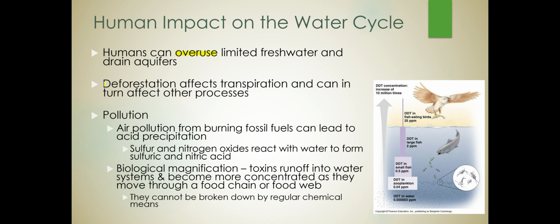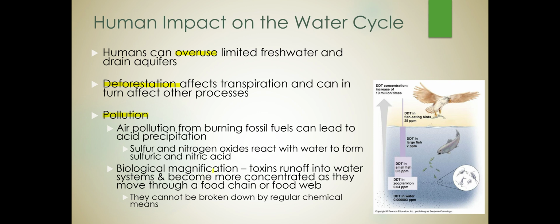Another thing we can do is we can cut down too many trees. Because transpiration is such a big part of the water cycle, if we affect the vegetation in an area, that will in turn affect the water cycle. And then another major problem that we have is polluting. We can pollute the water directly. We can also pollute the air. That can lead to acid precipitation.